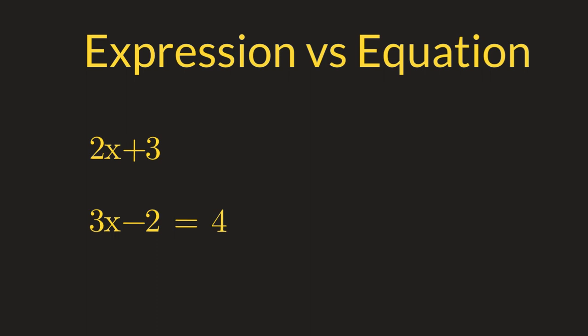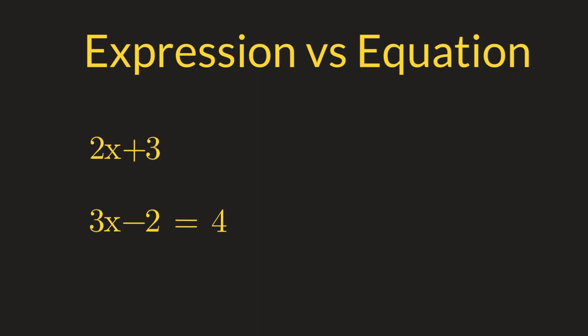If you take a look up there at the TV, that first thing that I've got up there, 2x plus 3, would that be considered an expression or an equation? That is an expression, an algebraic expression. It's got the variable x in it. Whereas 3x minus 2 equals 4 is considered an equation. And probably the biggest visual difference between the two is, what does the equation have in it that the expression does not? Equal sign.